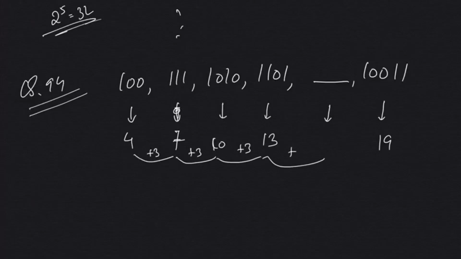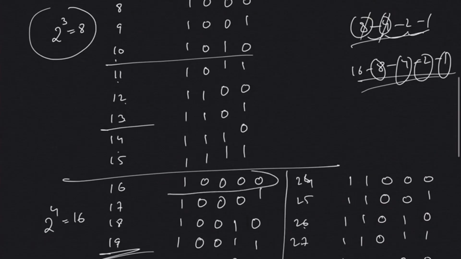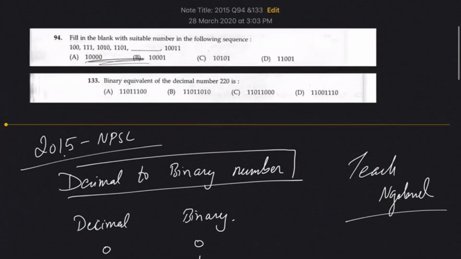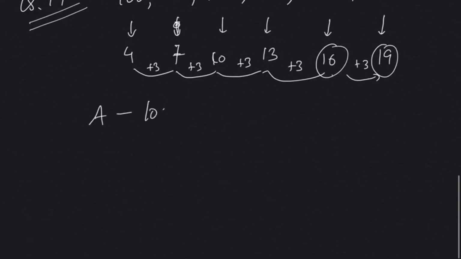4 plus 3 is 7, 7 plus 3 is 10, 10 plus 3 is 13. So 13 plus 3, can you guess? 16. Yes, plus 3, 19. So 16 in binary digits is 10000. So that's 1 2 3 4. That means our option number A is the correct option, that is A, 10000.